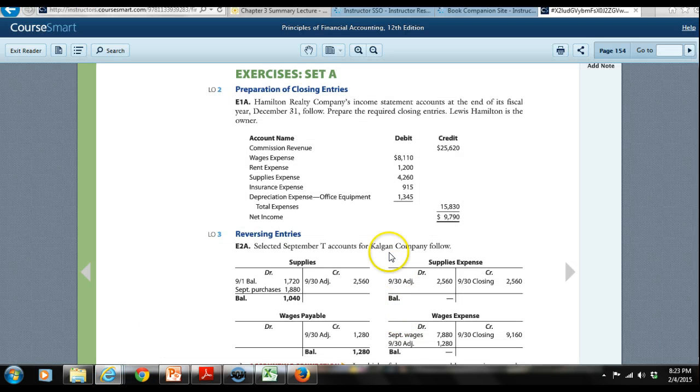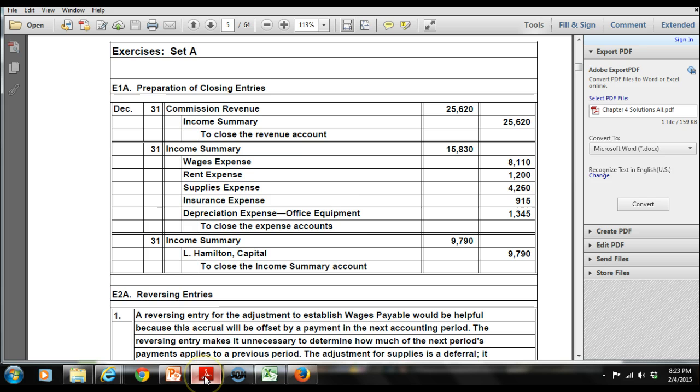Then we're going to get all of our expense accounts closed out. Expense accounts have a normal debit balance. To close them, we're going to need to credit them. So our debit is going to the income summary account. And the debit balance to income summary is going to be the total, which would be $15,830. And that's the total of all of the expense accounts. So we'll debit income summary, $15,830, and we'll credit all of our different accounts. These zero out our expense accounts.